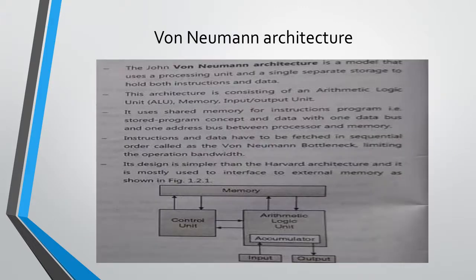In von Neumann architecture, we will see it is a model that uses processing unit and a single separate storage. In the figure you can see there is arithmetic logic unit, memory, input output unit. Then in von Neumann architecture it uses shared memory for instruction programs, means stored program concept is being used, and data with one data bus and one address bus between processor and memory.